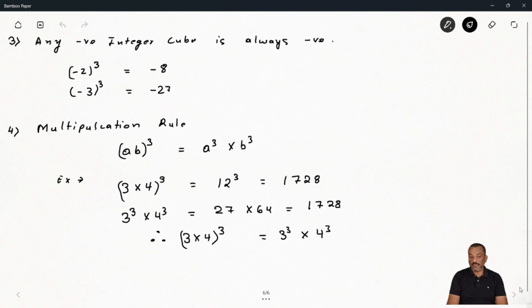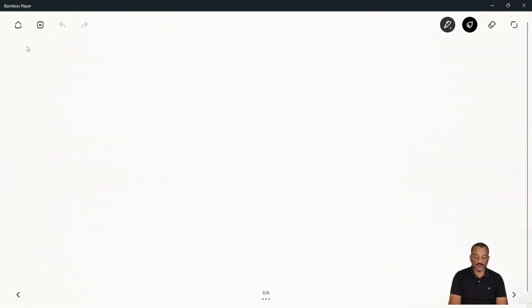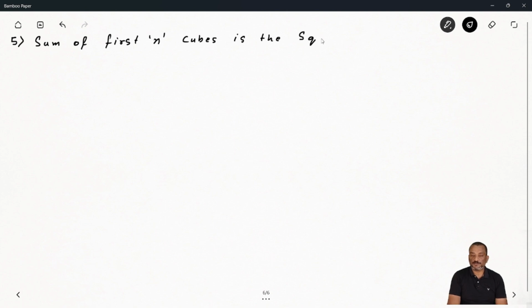Now coming to the next, a very important property, so you must understand it. Next is our fifth property: the sum of the first n cubes is the square of the sum of the first n numbers.